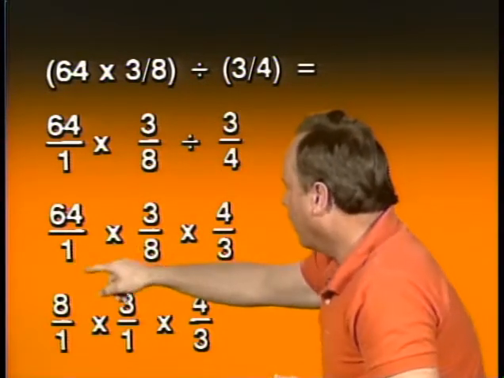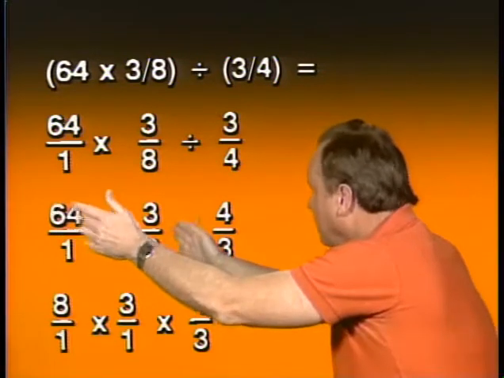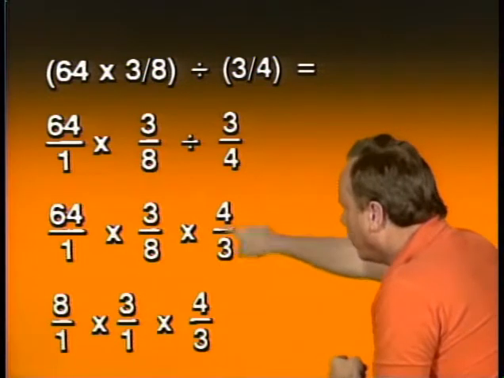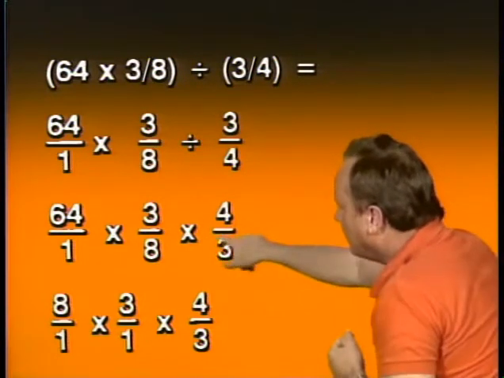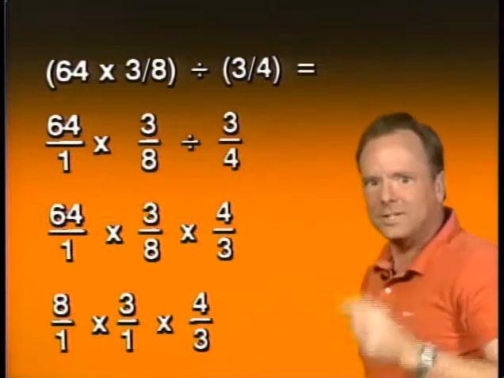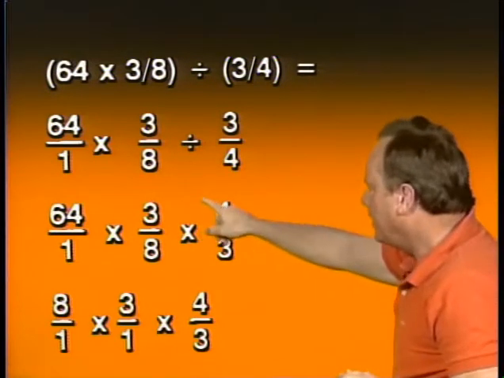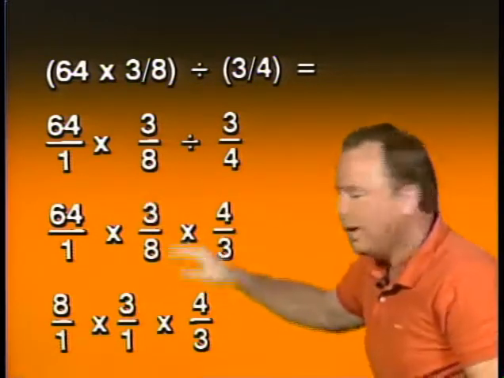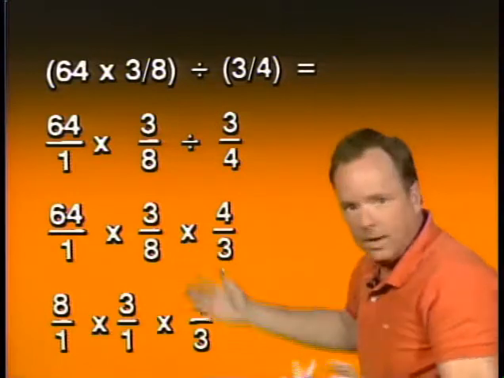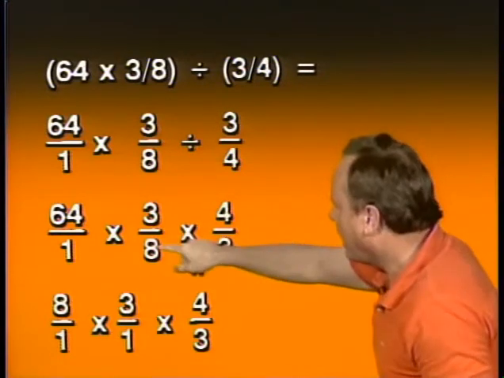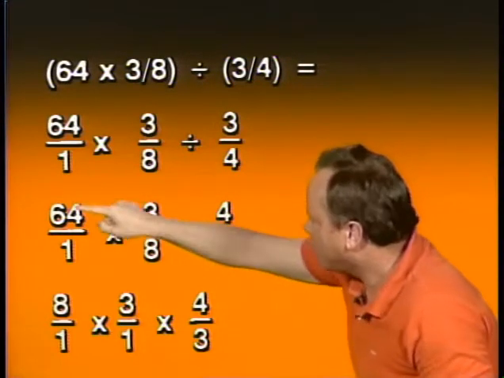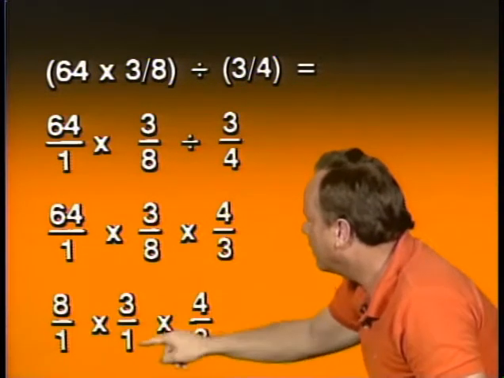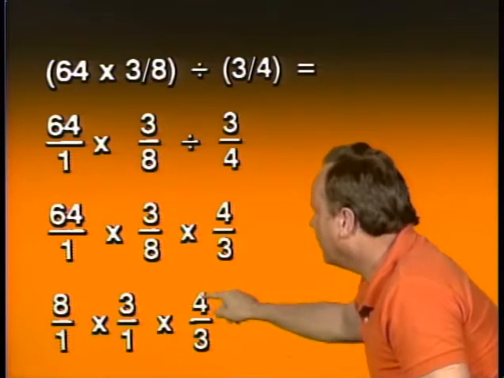Now, 64 over 1 times 3/8, everything stays the same. But to divide by 3/4, what do you do? You multiply times 4/3. Just flip this thing around and make it 4/3, and now you can multiply. That's easy, isn't it? All right. Now, let's take a look at what we did here. We have a 64 and an 8. You can divide both of these. You can divide, by the way, the top and bottom of all this, and it comes out the same. So to simplify it, we divide by 8. 8 divided by 8 is 1. 64 divided by 8 is 8. And now we have 8 over 1 times 3 over 1 times 4 divided by 3.